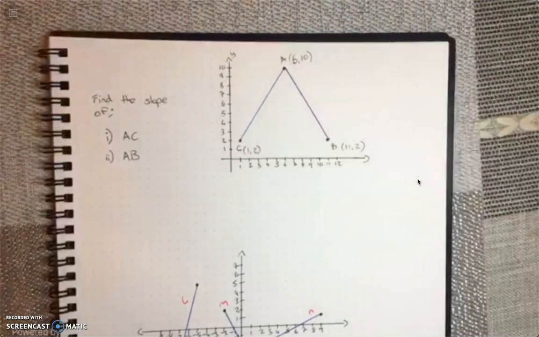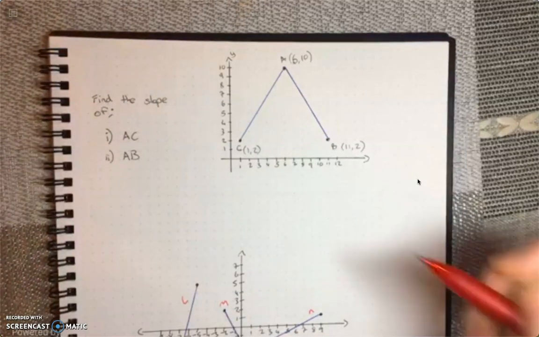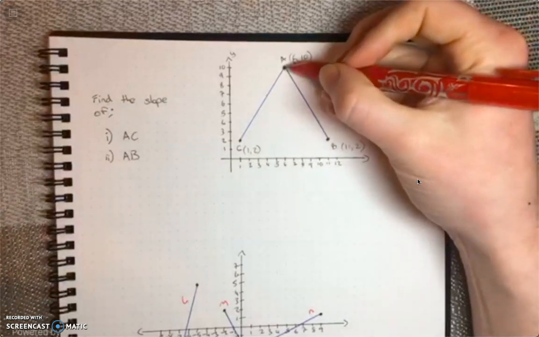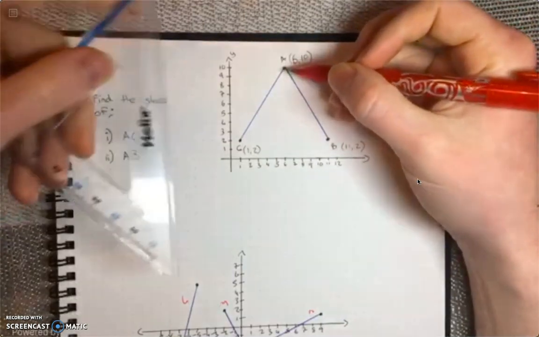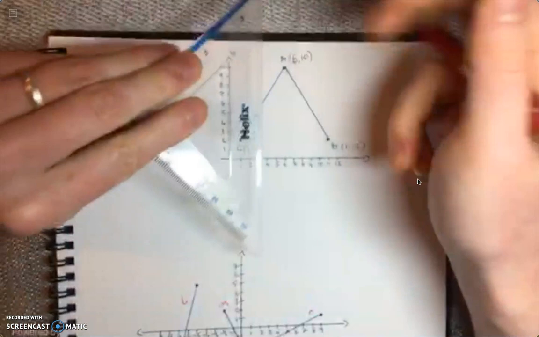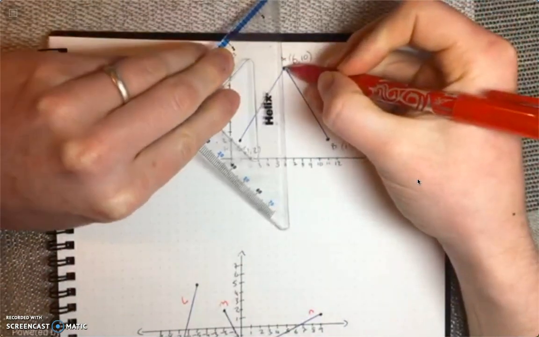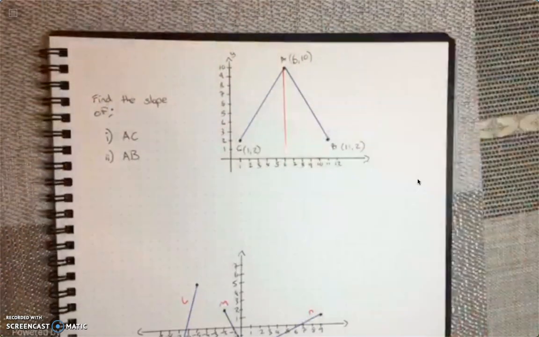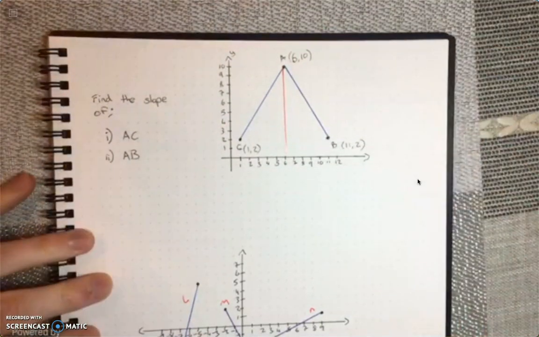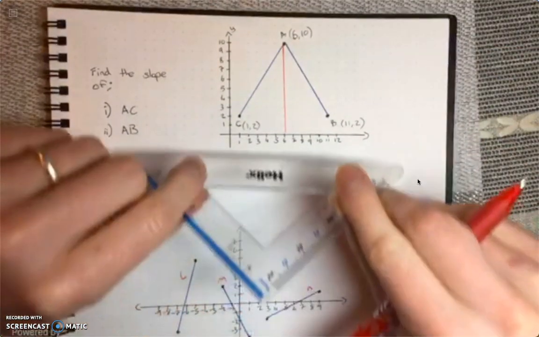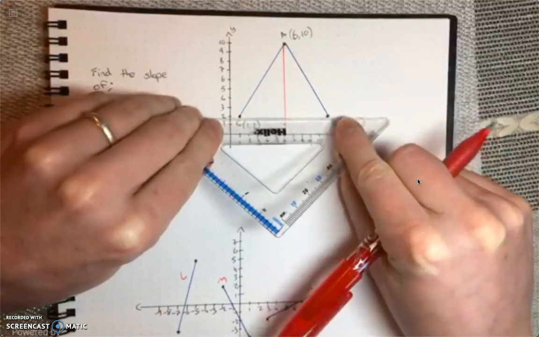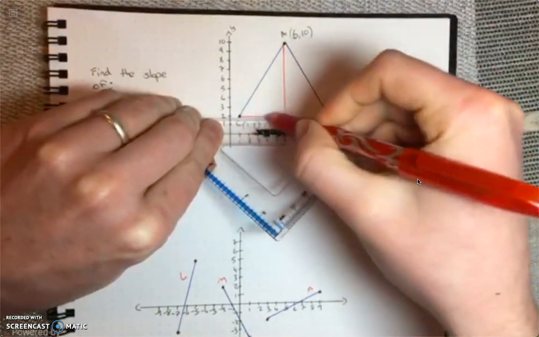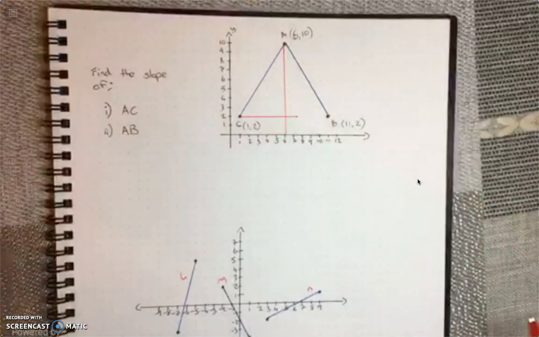So what we need to do is find the rise and put it over the run. So the rise, all you have to do is draw a line from the highest point vertically down. It doesn't have to be perfect, so let's just draw it around there, okay? And now we draw a line from C horizontally across and wherever it meets, which is going to be there.